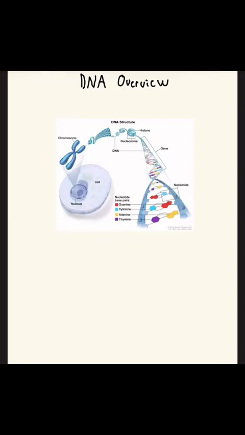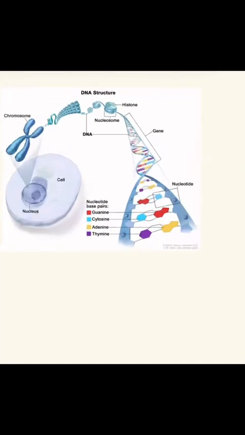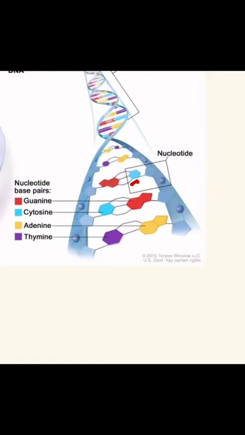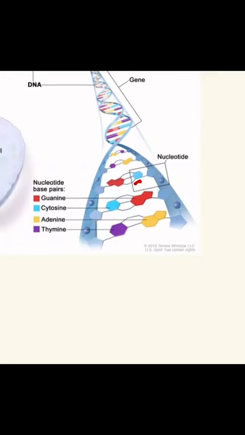Now if we zoom in a little bit and have a look at each individual nucleotide, you can see here that a nucleotide consists of three things. This first light blue colored hexagon is a cytosine base. So that represents the base.